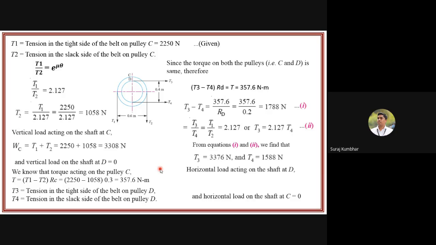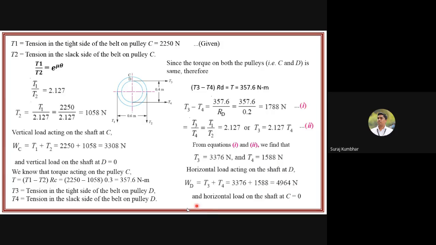Now can you tell me the horizontal load which is acting on the shaft at D? So what will be the equation again? The horizontal load acting on the shaft is T3 plus T4, the addition of T3 plus T4. So WD, the load acting on the D pulley, is equal to T3 plus T4, same as we did earlier. The load acting on the C pulley is T1 plus T2. Now the load acting on the D pulley is T3 plus T4, the addition of these two, 3376 plus 1488, which is 4964 Newton.